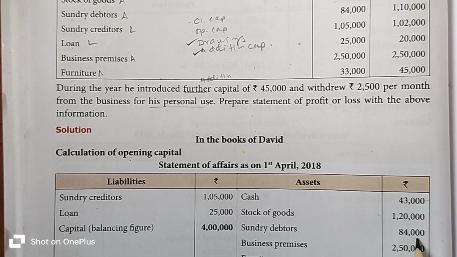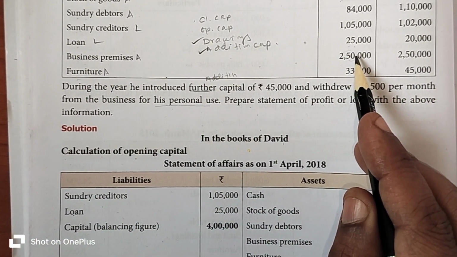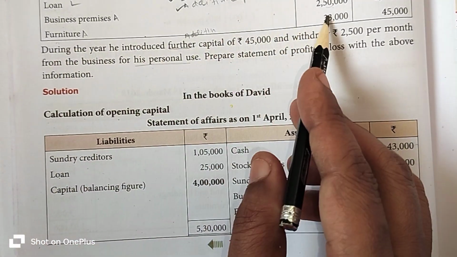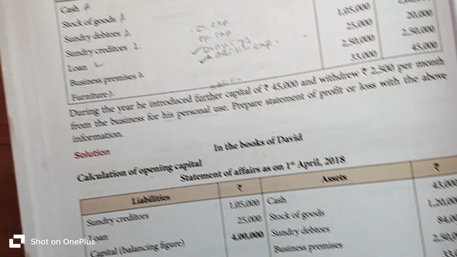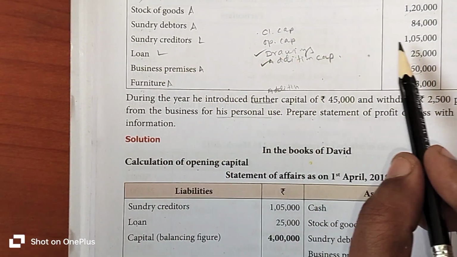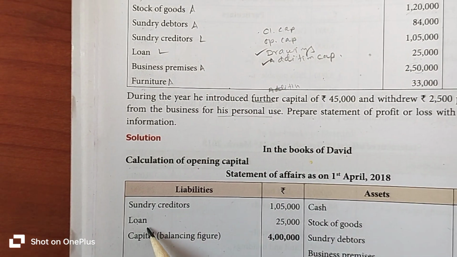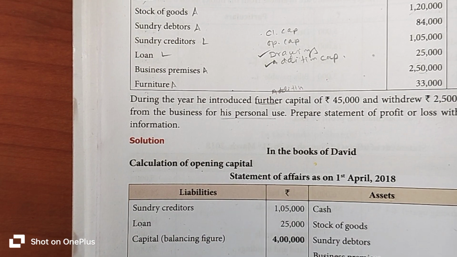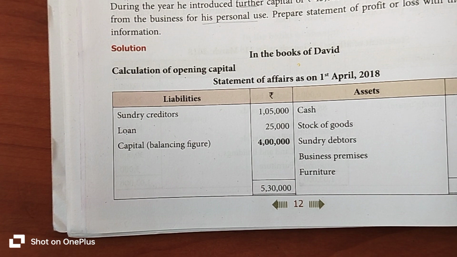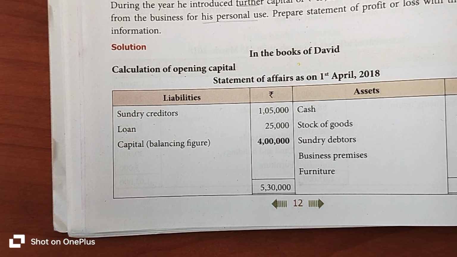And sundry debtors 84,000 we have to take from 1/4/2018. Business premises, how much rupees? 2,50,000 rupees we have to enter here. Okay, and furniture 33,000 entered. Similarly we have entered sundry creditors 1,05,000 and loan 25,000 here. So which side has the higher value? Asset side has the higher value, that is 5,30,000. We consider that higher value as the total, you know about it.